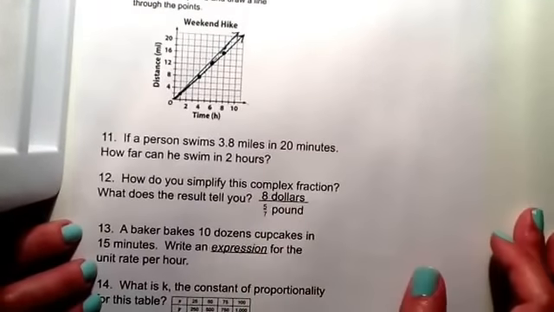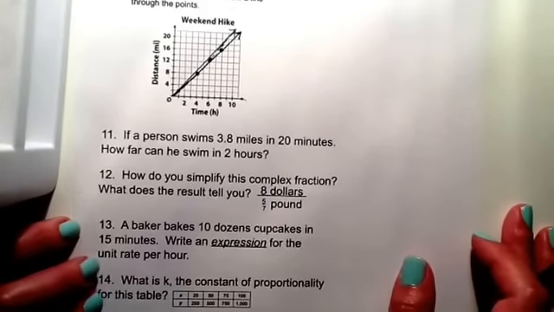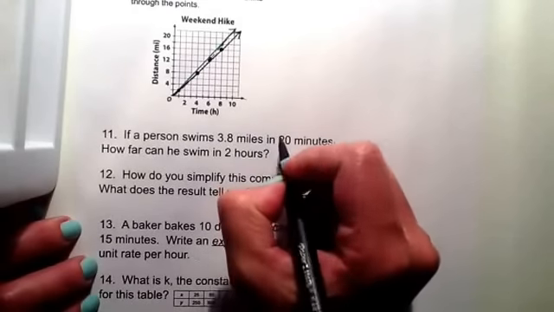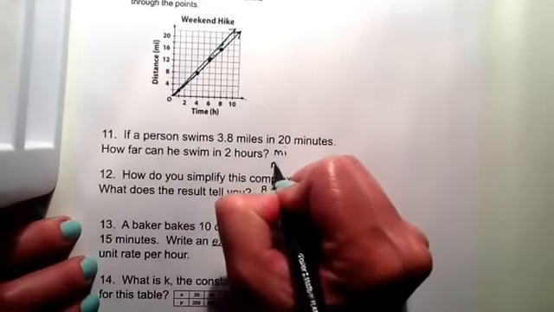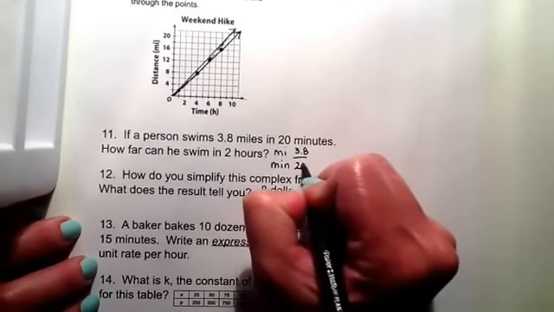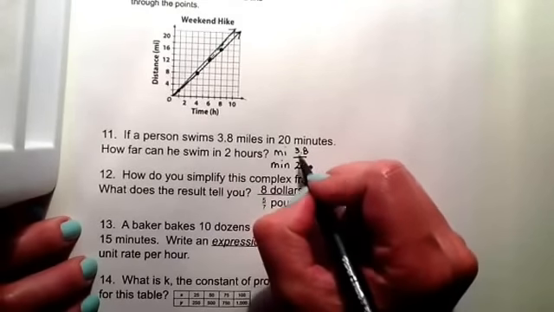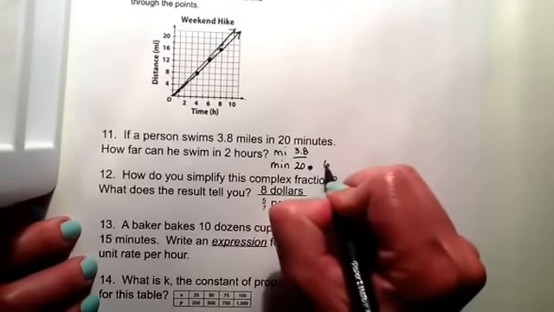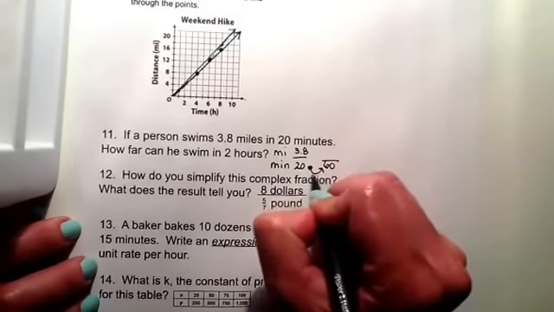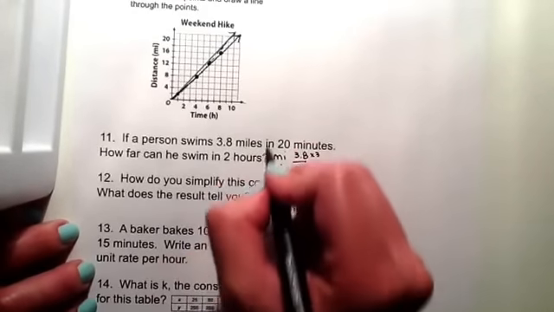Number 11. If a person swims 3.8 miles in 20 minutes, how far can he swim in 2 hours? Okay, we could do this one a couple of different ways. We're talking about miles and minutes. So 3.8 miles in 20 minutes. So first I'm going to take it to 1 hour, and you know that there are 60 minutes in 1 hour. So how did I get from 20 to 60? I multiplied times 3, so whatever I do to the bottom, I'm going to do to the top.